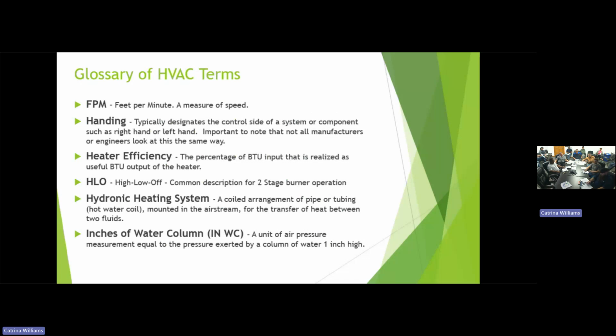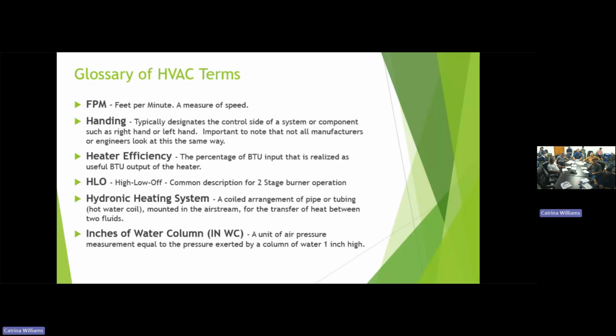Feet per minute. I threw this number out already when we talked about the sweet spot for the coil, feet per minute of flow. That is the measure of speed. CFM was quantity, feet per minute is speed. So that's how fast the air is moving.